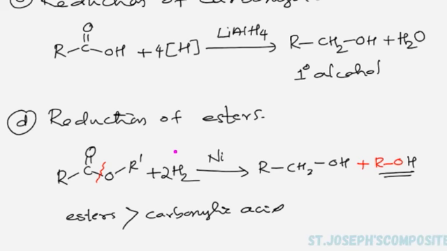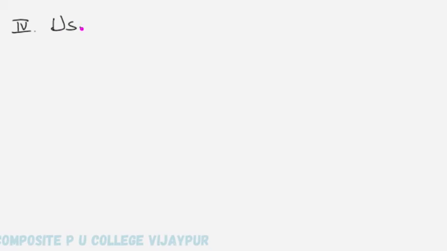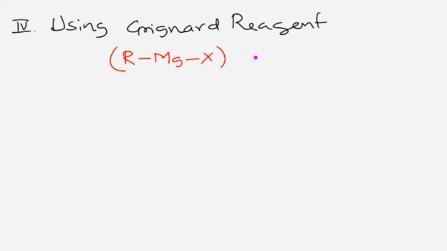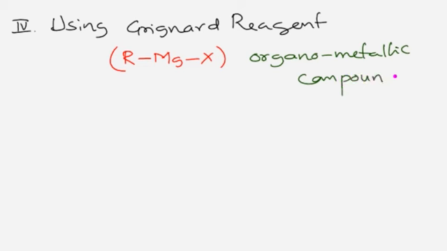Then I'm going to discuss the Grignard reagent, the very well-known Grignard reaction. From the Grignard reagent also we can prepare alcohols. Let's see the reaction. This is actually the fourth possible way for the preparation of alcohols, using Grignard reagent. Everyone knows that the Grignard reagent can be represented as RMgX. Sometimes this is called an organometallic compound.